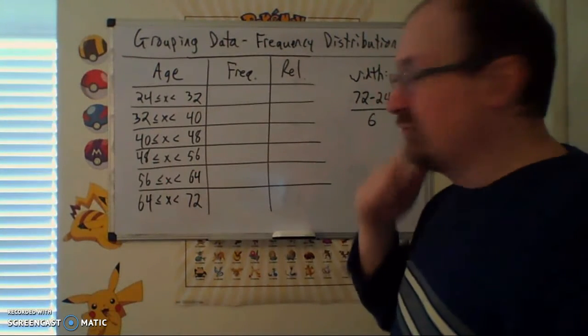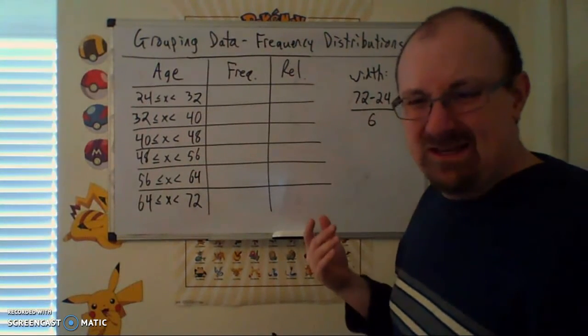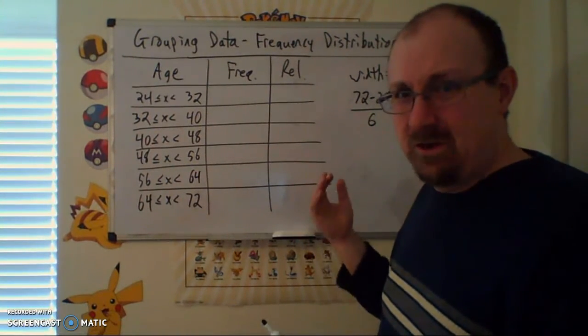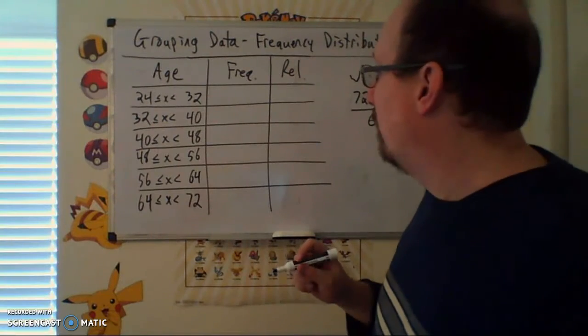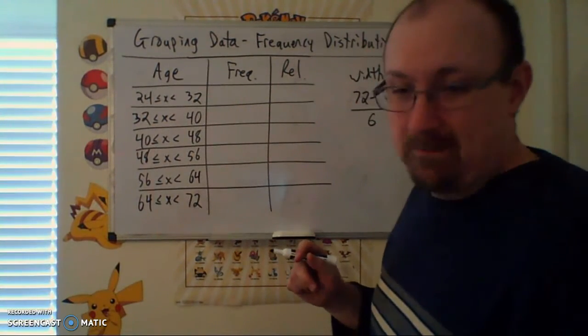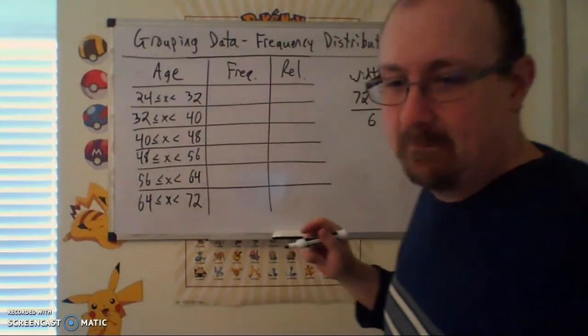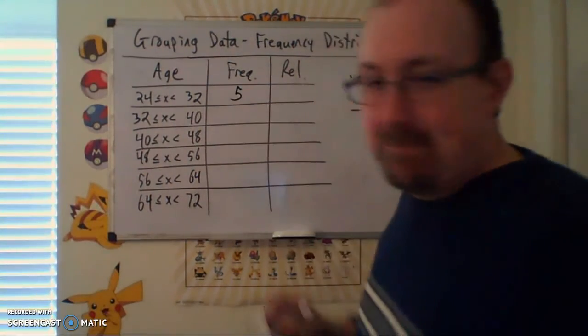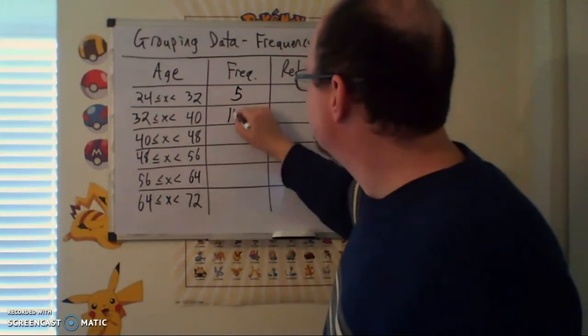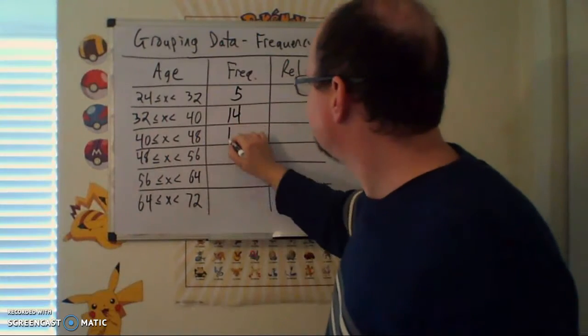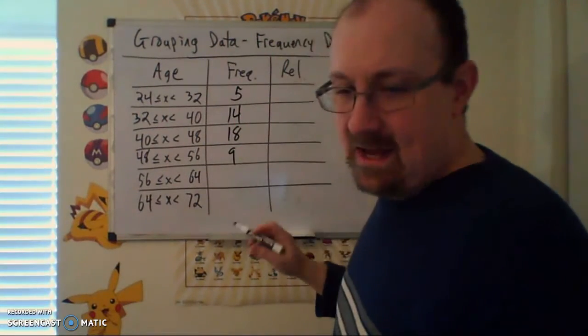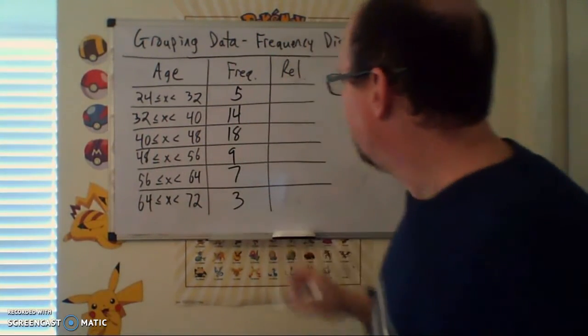All right, as I look through the chart, again, this table is a little easier to sort out because the numbers are already in order. So we want people from 24 up to 31. A 32-year-old, remember, would actually be in the second bracket. So I saw 5 people there, 14 in the next group, 18, 9, 7, and 3.